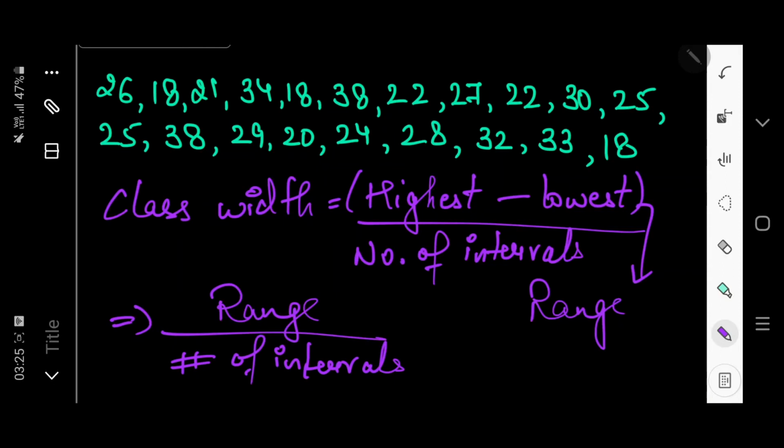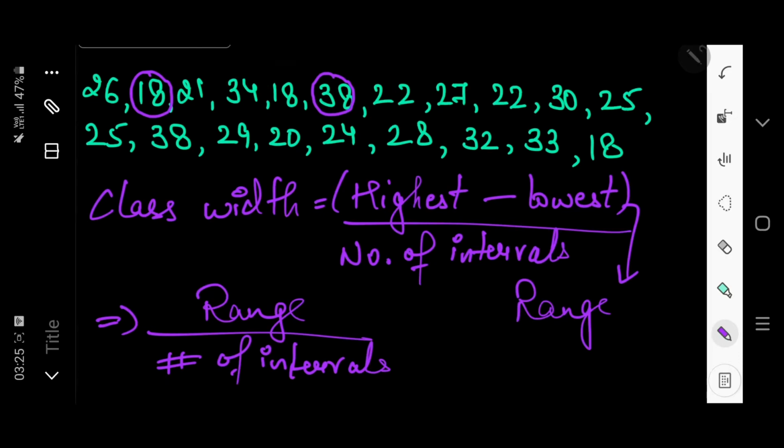So to calculate this, first we need to know what the highest value and the lowest value in this data set are. So here we can see that we have the lowest value as 18 and the highest value as 38. So to find out the class width, we will use the formula as 38 minus 18, divided by the number of intervals.